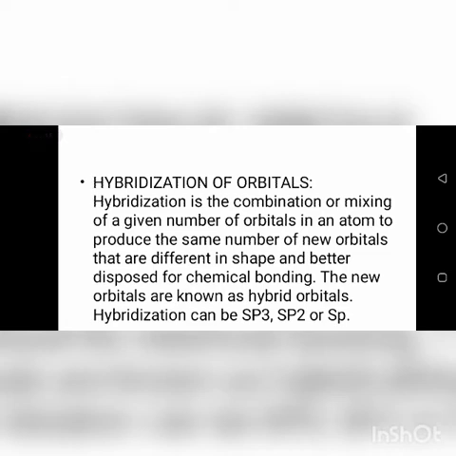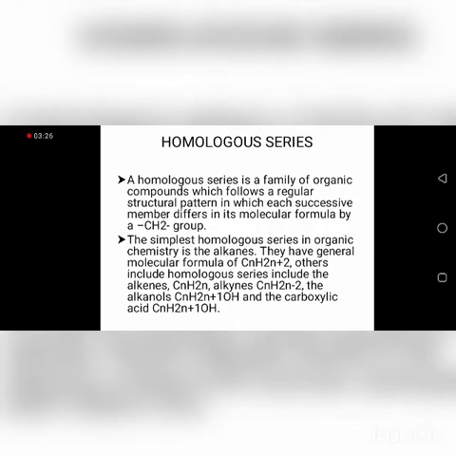sp3 is meant for alkane, single bond. sp2 is for alkene, and sp is for alkyne, triple bond. So we look at homologous series. There are many different organic compounds, and it is very difficult for chemists to study them one after the other. So what they did was to put these compounds into families. Those that look similar are put under a family, and that is what we mean by homologous series.